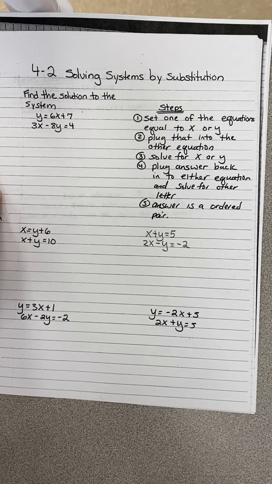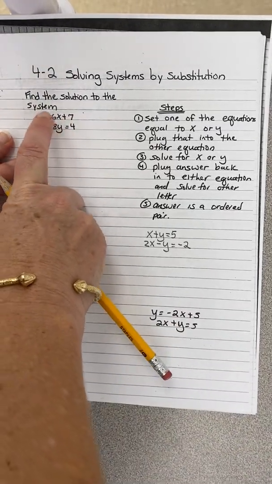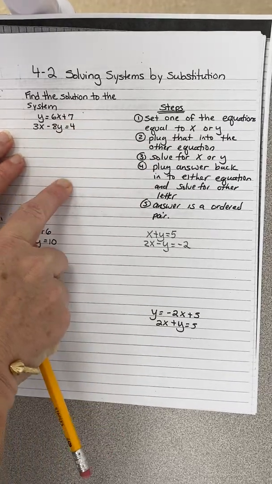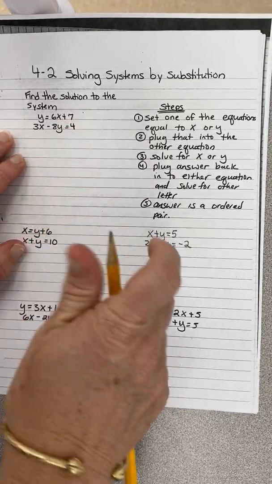Now think, yesterday our answer to our system was a coordinate. So just because we're solving it a different way, we should still get the same answer. We should get a coordinate for our answer, or an ordered pair. Okay, so here's my two equations. I'm gonna have two lines and they're gonna intersect somewhere, and that's the part that we care about. However, we're not gonna look at a graph, okay?